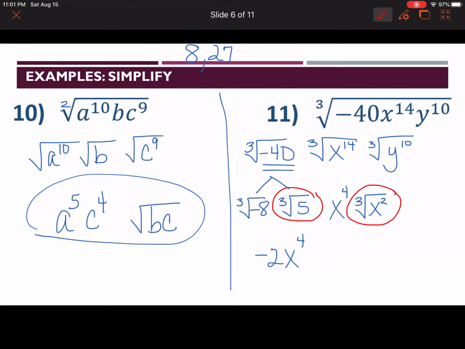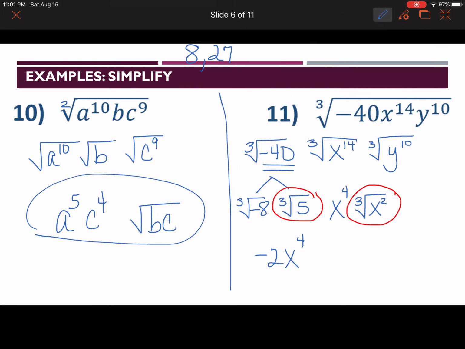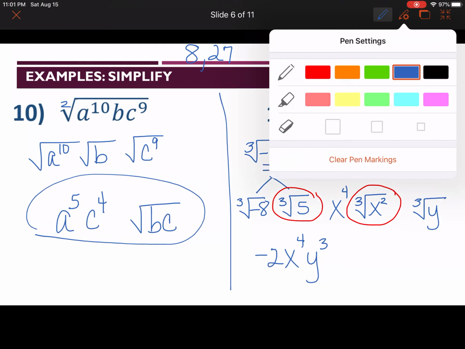And lastly, we have the y. I have 10 people. I need to make groups of 3. So how many groups of 3 can I make with 10 people? I can make 3 groups. So that gives me y to the power of 3. I'm going to write that down here. But I have 1 y left over. So I'm going to circle that.